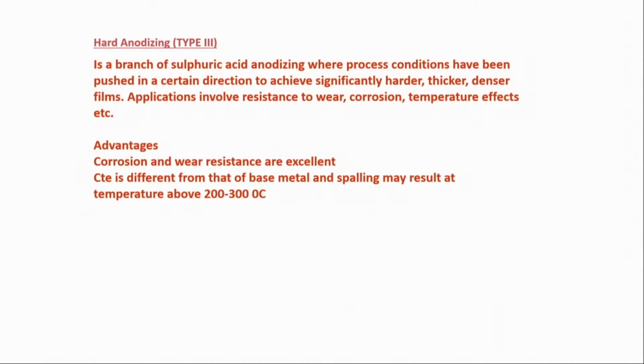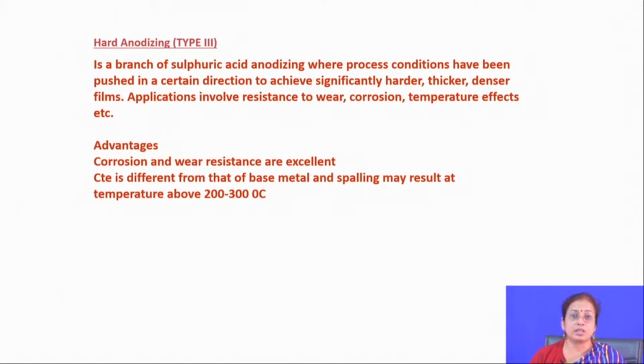Another type of anodizing is where sulfuric acid anodizing is done, but process conditions are pushed to such a level that significantly harder, thicker and denser films are obtained, and it is for corrosion and wear resistance applications. The coefficient of friction is different from that of the base metal. There may be a chance of spallation, particularly when temperature is a little higher. So, this is about anodizing.